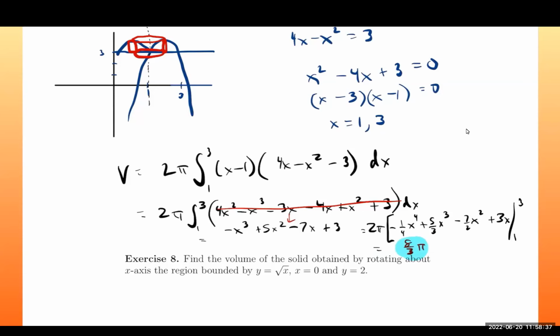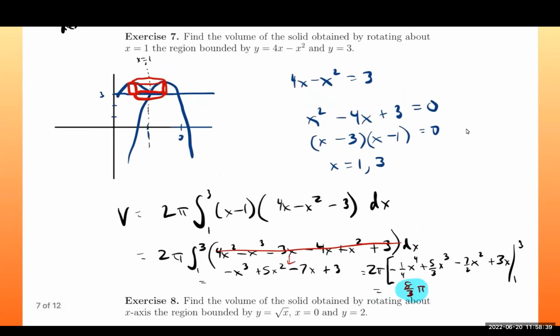All right. So once again, the tricky part, at least for me, is the radius. And the radius is this distance. So once again, from the x-axis all the way to that rectangle, that's x. And this is 1, so x minus 1 gives you the radius.